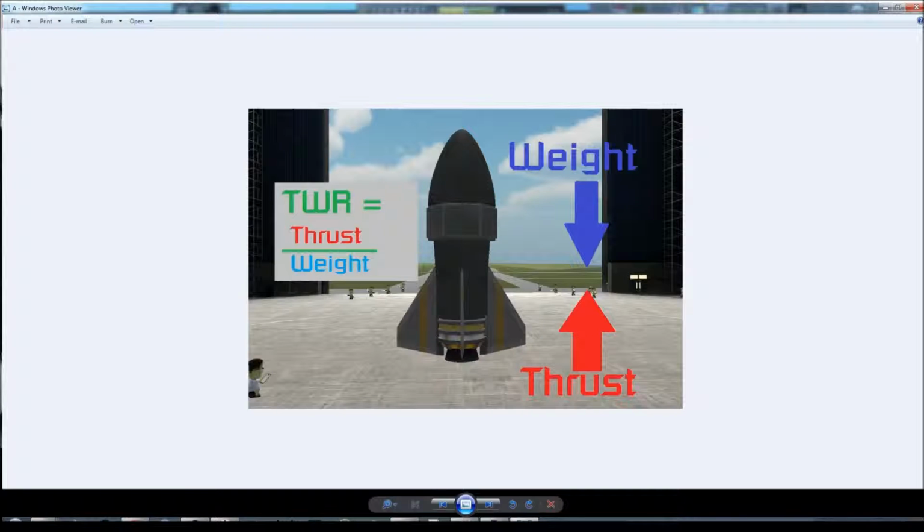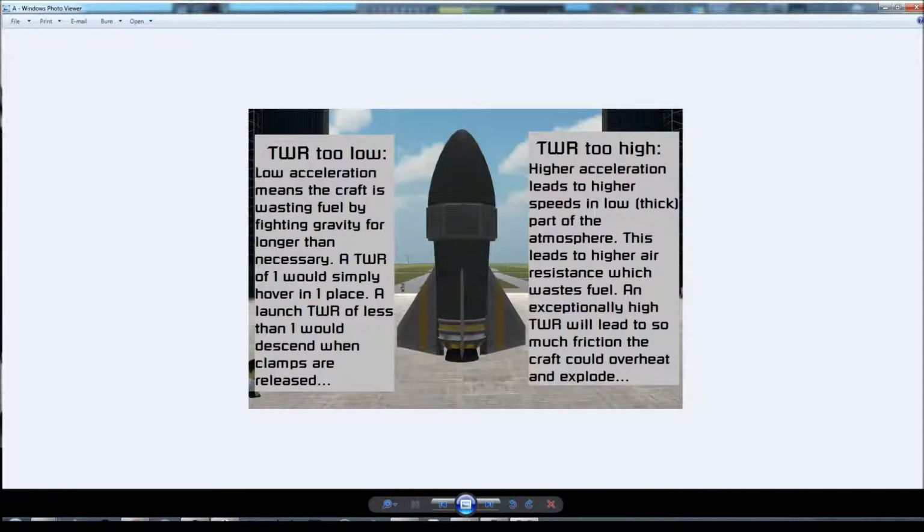Thrust to weight ratio is the ratio between the thrust and the weight, shockingly enough, which is just the thrust divided by the weight. So if we had a rocket which weighed 2,000 newtons and had an engine with a thrust of 3,000 newtons, we'd do 3,000 divided by 2,000 and that would give us a thrust to weight ratio of 1.5. What's a good thrust to weight ratio though? Now it's all very well being able to calculate it, but what are we aiming for?